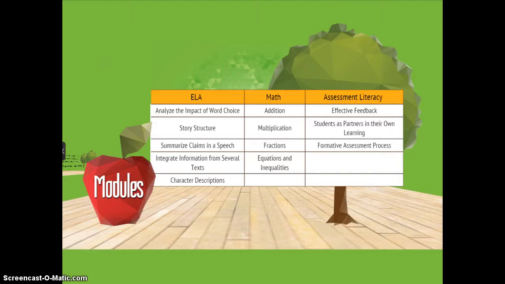One of the filters that you'll see when we go into the digital library is modules. The digital library consists of learning modules directed toward teacher professional development in the areas of English language arts, math, and assessment literacy. You can see some of the areas that the modules address, and the modules take you through an entire lesson and each step of the formative assessment process, so you can see how that teacher or that scenario lends itself to one of the stages of the formative assessment process.